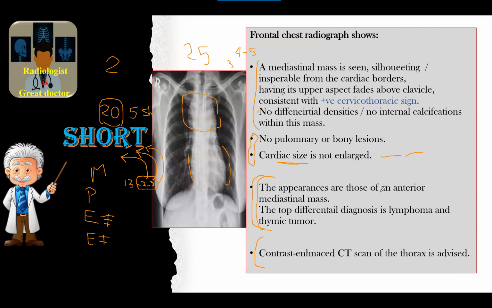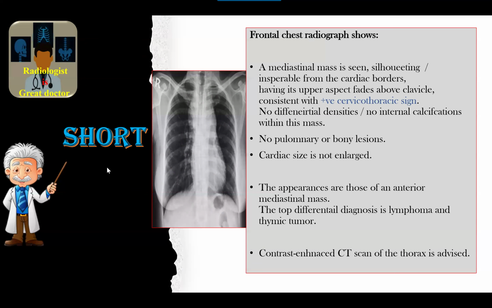Appearances are of, findings are suggestive of, in keeping with whatever. Anterior mediastinal mass: the most likely is 1 diagnosis, or 2, maximum 3. Then steps, 1 or 2 or 3, regarding the management. You should start training. Please, time is enough till the exam. See you soon, inshallah, next week with musculoskeletal cases and short reporting of the musculoskeletal system.